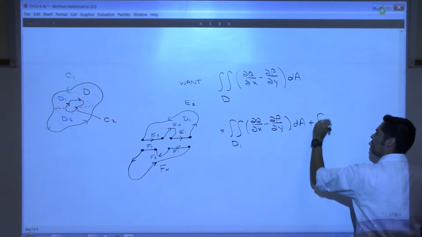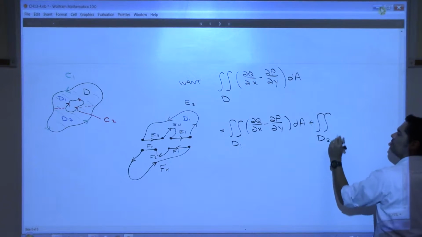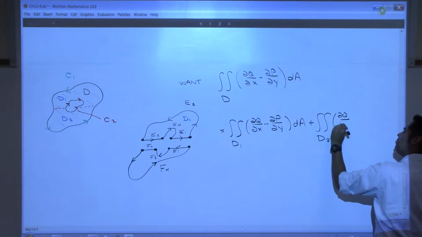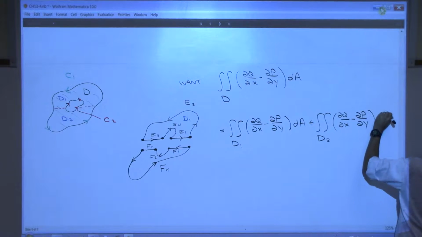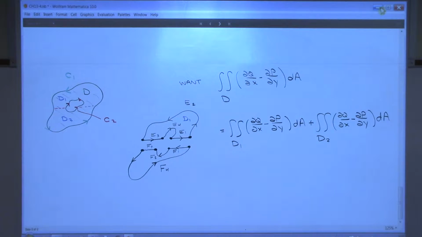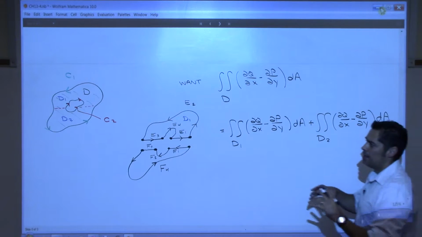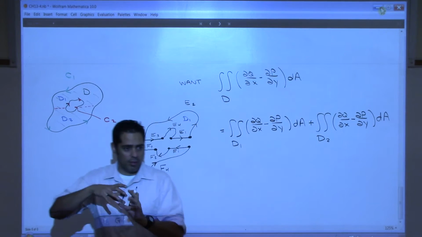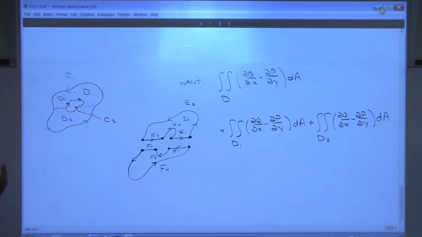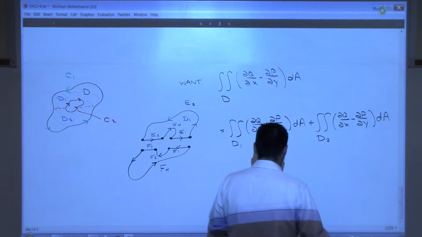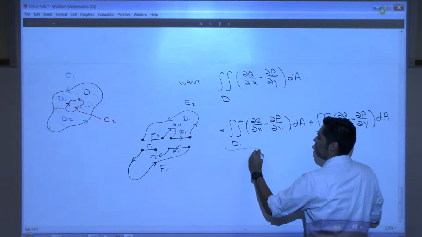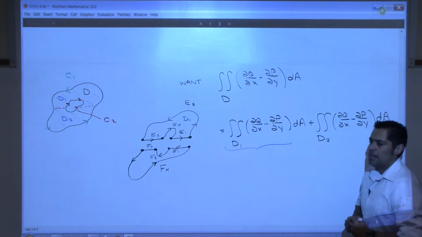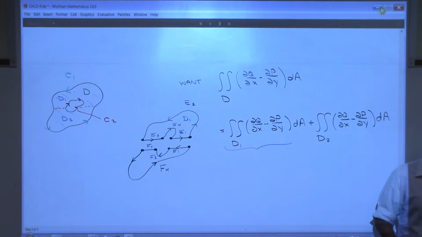Plus the double integral over D2 of partial Q with respect to x minus partial P with respect to y dA. We agree with that? That's just the fact that when you do a double integral over a region D, if those regions are connected together, you can do them separately, right? So that's fair. But by Green's theorem, this integral right here, just this one, this double integral, should be equal to the line integral, right?